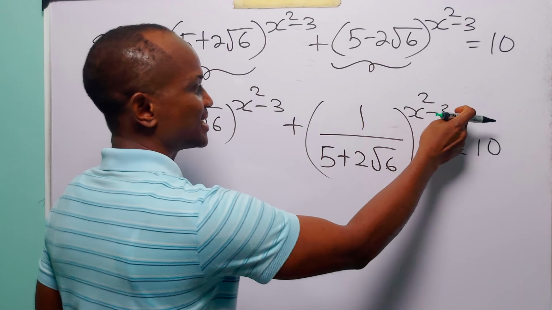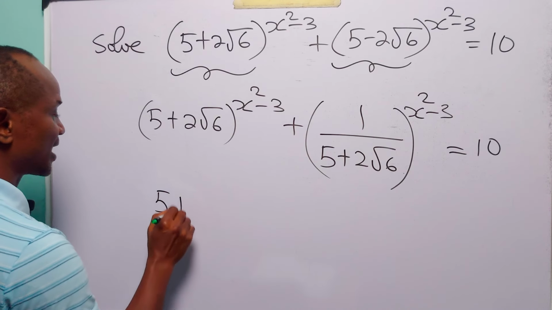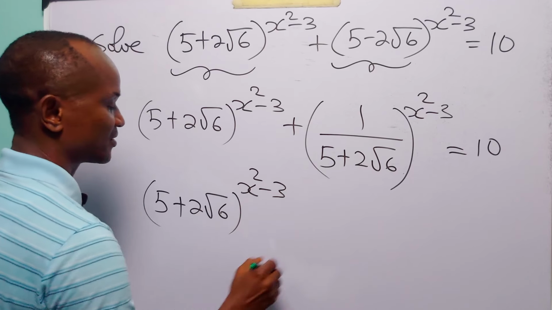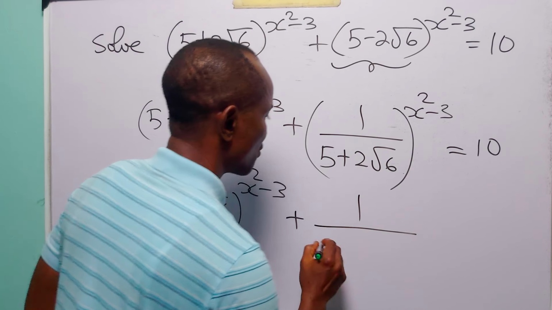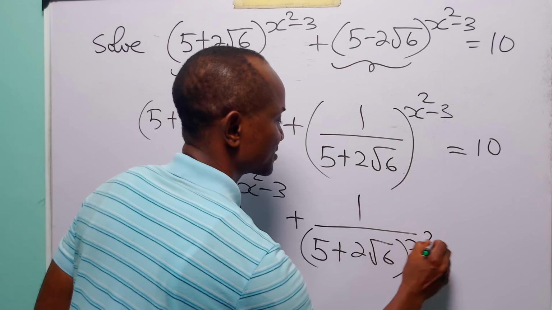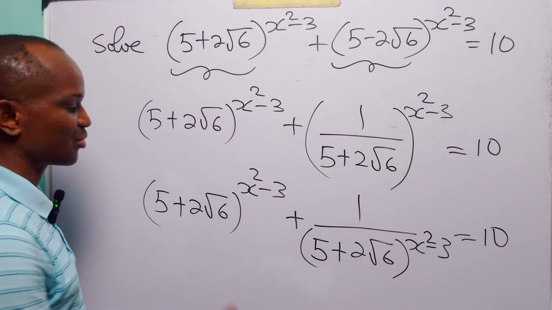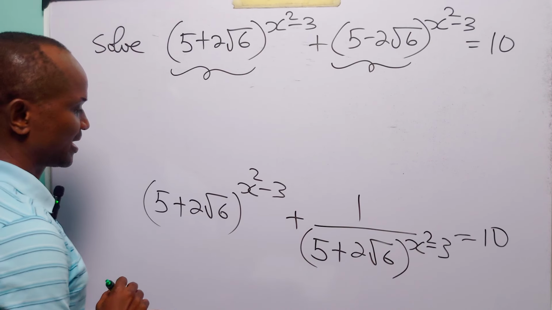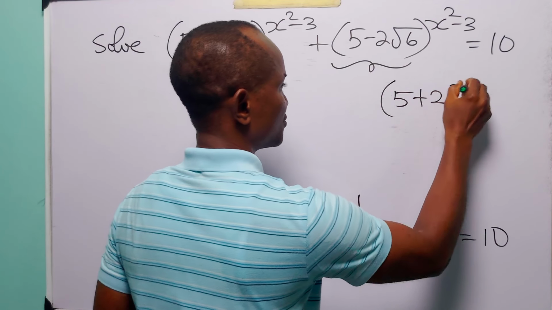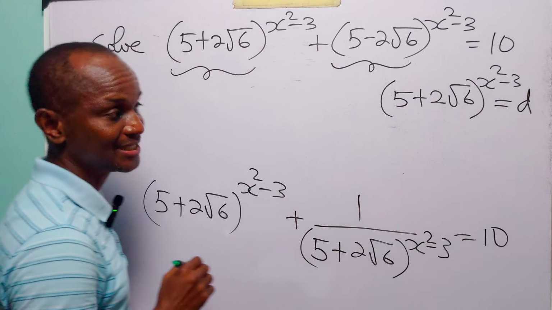But remember that 1 raised to any number remains 1. So this equation is the same as (5 plus 2 root 6) to the power x squared minus 3 plus 1 over (5 plus 2 root 6) to the power x squared minus 3 is equal to 10. And of course, at this point, we do a substitution. Let this, that is (5 plus 2 root 6) to the power x squared minus 3, be equal to the letter d.